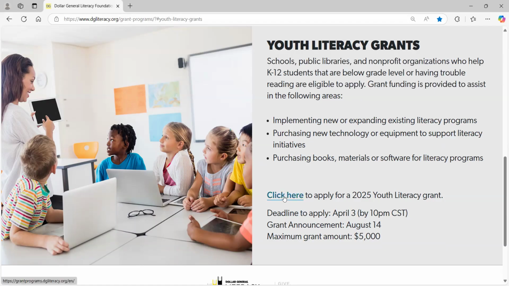Now it says click here to apply for a 2025 Youth Literacy Grant. Look at the deadline. Deadline to apply is April the 3rd by 10 p.m. Central Standard Time. Grant announcement, you will know whether or not you've won the grant money by August the 14th, and the maximum amount that you can win is $5,000. So I'm going to click here to apply for a 2025 Youth Literacy Grant.